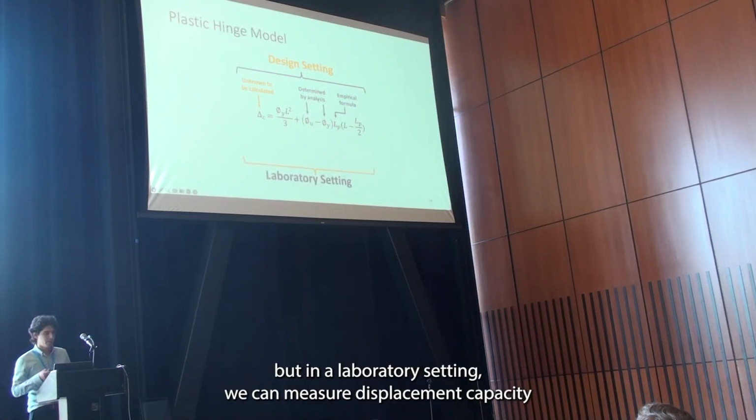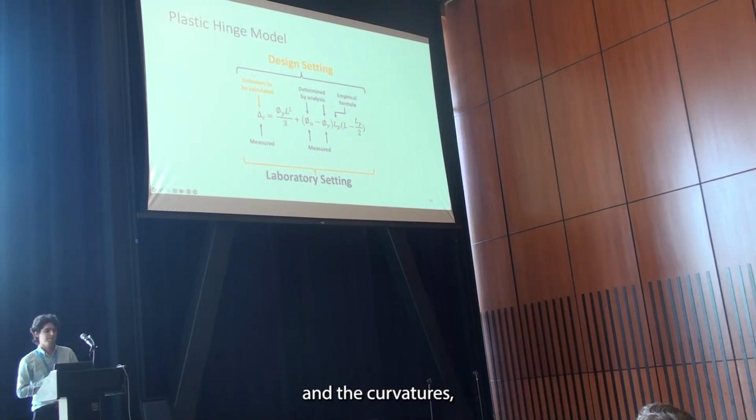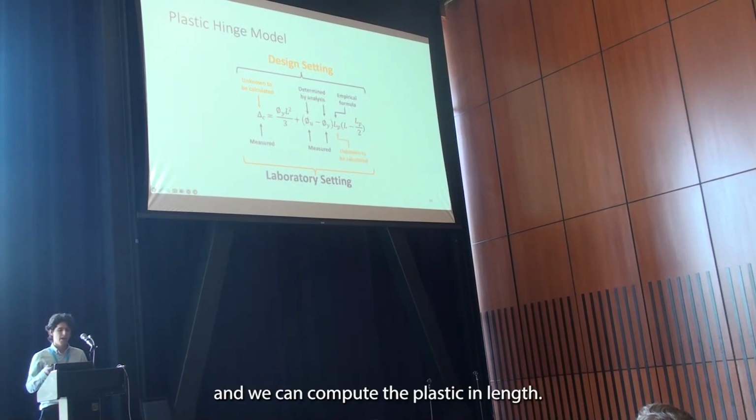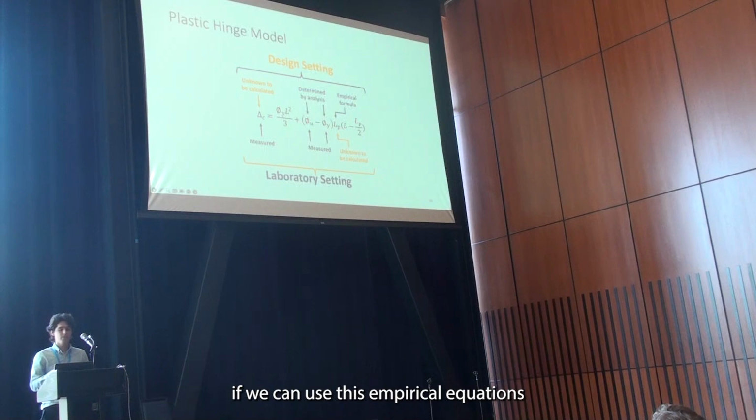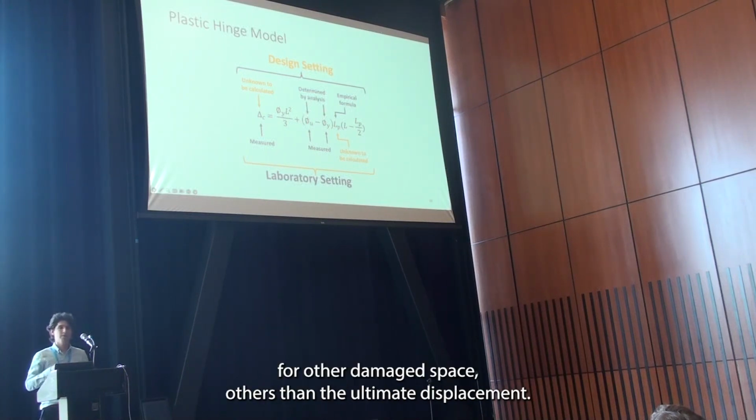But in a laboratory setting, we can measure the displacement capacity and the curvatures, and we can compute the plastic hinge length. This is useful because we want to know if we can use these empirical equations for damage states other than the ultimate displacement.